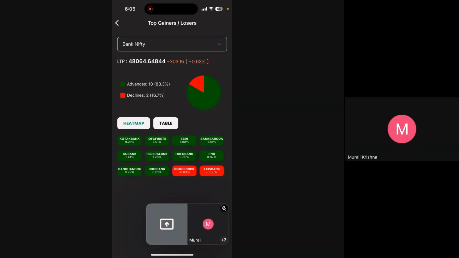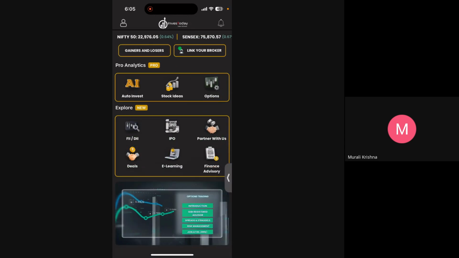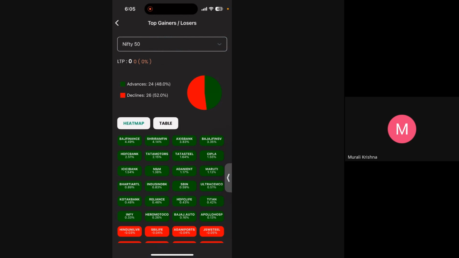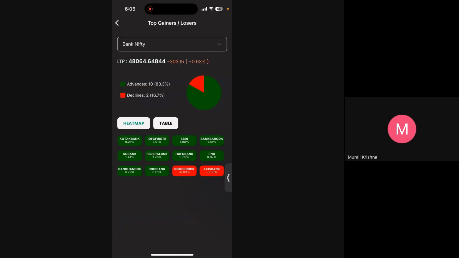Okay, so initially, it is better to see the market gainers and losers. Here you will understand the market sentiment. In the Nifty 50 stocks, there are 24 stocks positive and 26 stocks declining. In Bank Nifty, by looking at the pie graph, you can easily understand that Bank Nifty is very bullish, with Kotak, IDFC, and 12 stocks in Bank Nifty.